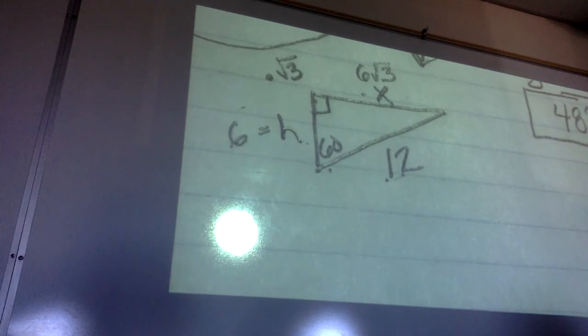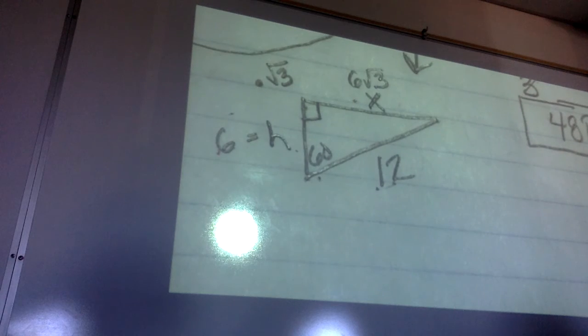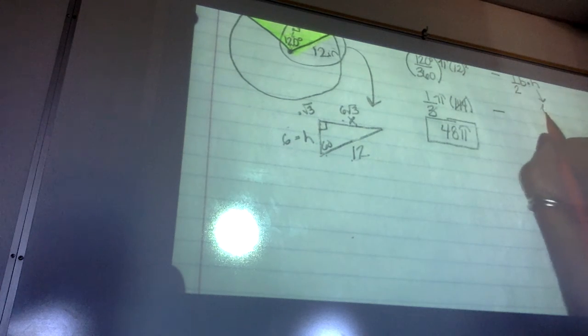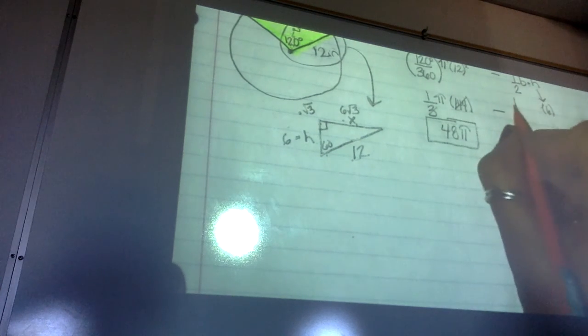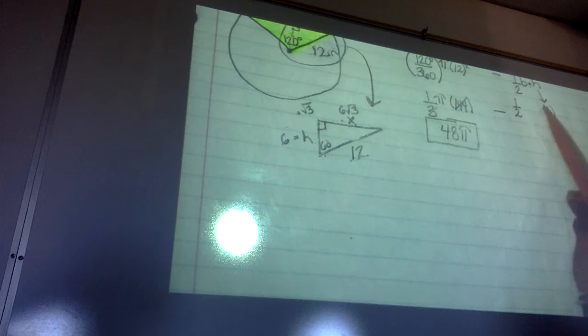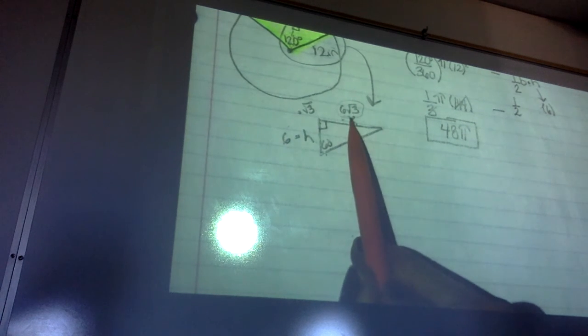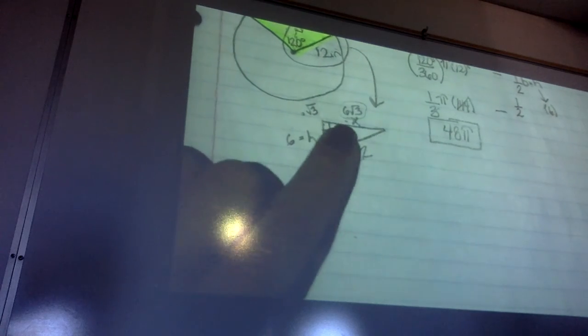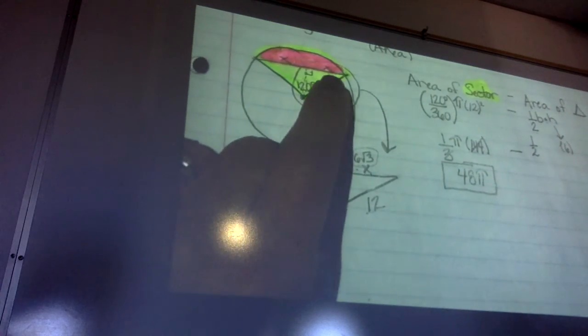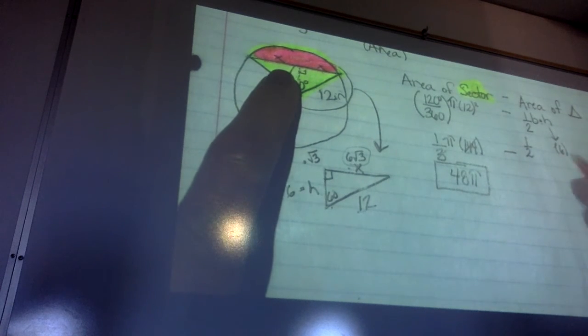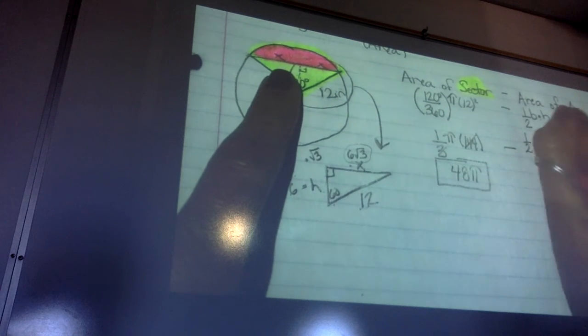All right, perfect, because now I can go ahead and plug in what I have. So my height gets a value. The base doesn't have one yet, but I'm close. How do I take 6 root 3 and double that? What do I get when I add 6 root 3 plus 6 root 3? 12 root 3.